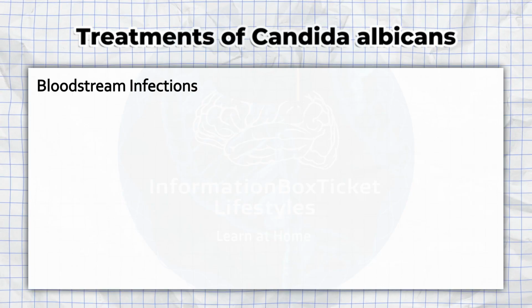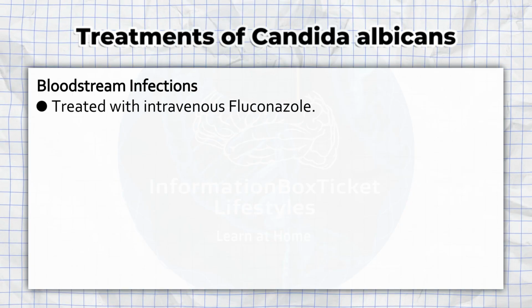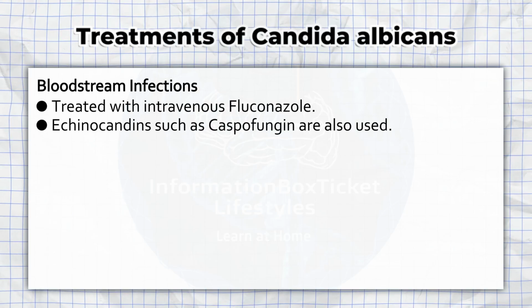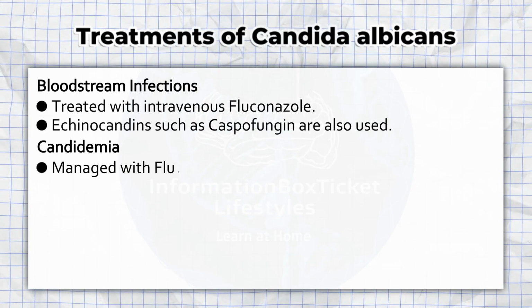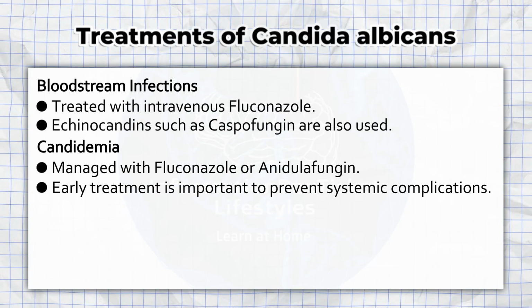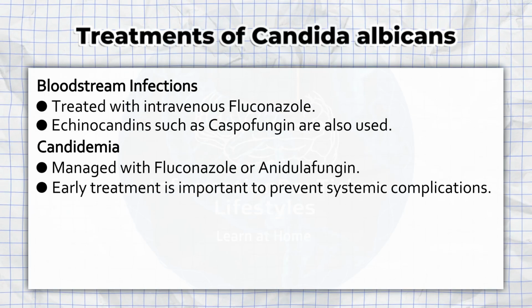Bloodstream infections are treated with intravenous fluconazole. Echinocandins such as caspofungin are also used. Candidemia. Managed with fluconazole or anidulafungin. Early treatment is important to prevent systemic complications.